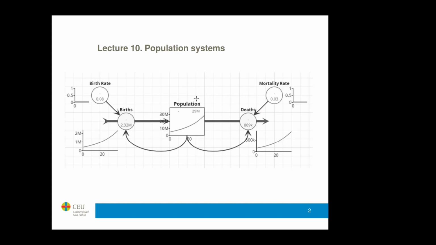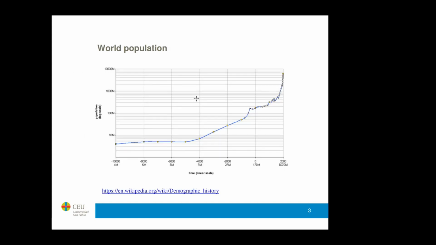So the population will be a system that receives some input and has some output. The input will be the number of births or the birth rate, and the output will be deaths or mortality rate. So this is new people appearing in the system. This is people disappearing from the system. It doesn't mean explicitly that it has to be death. So let's see how we can do that.